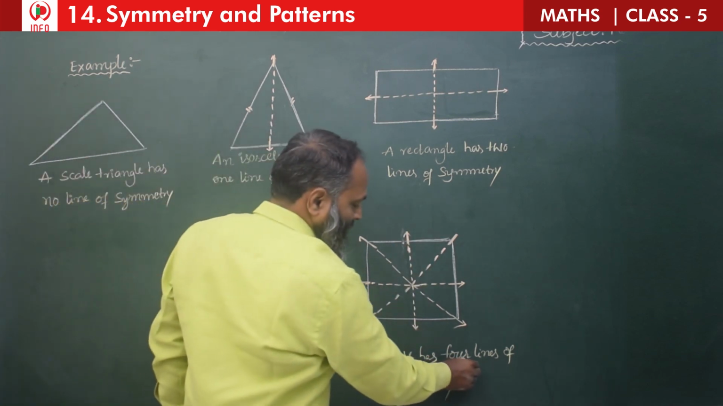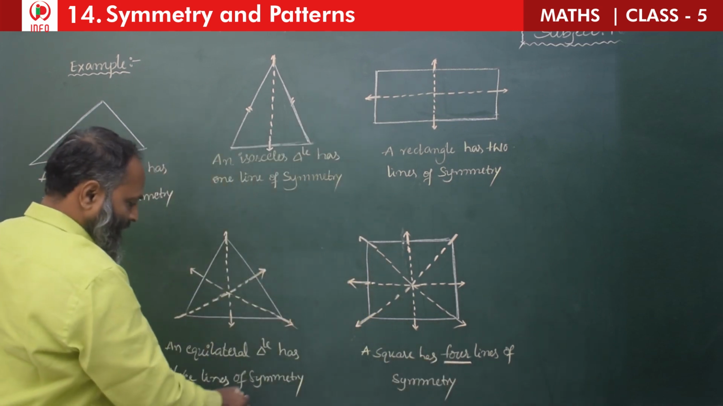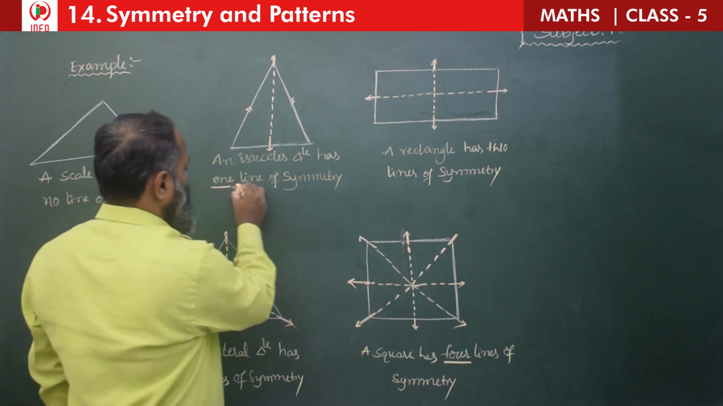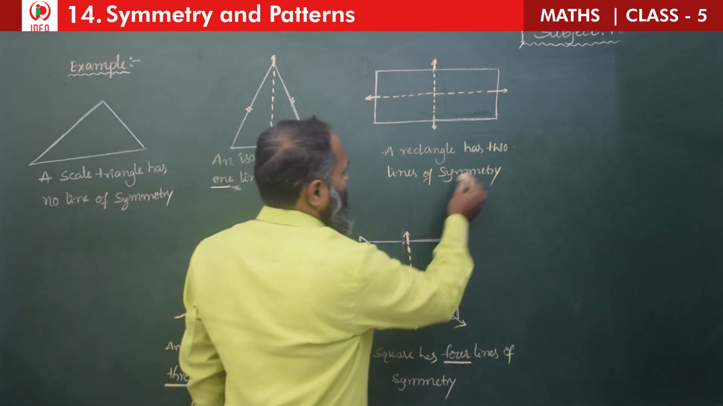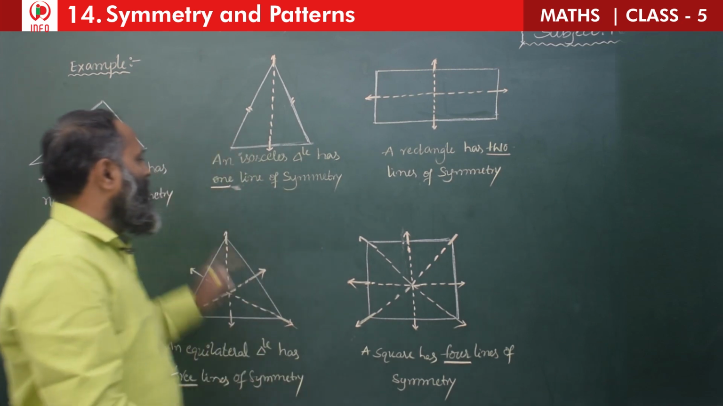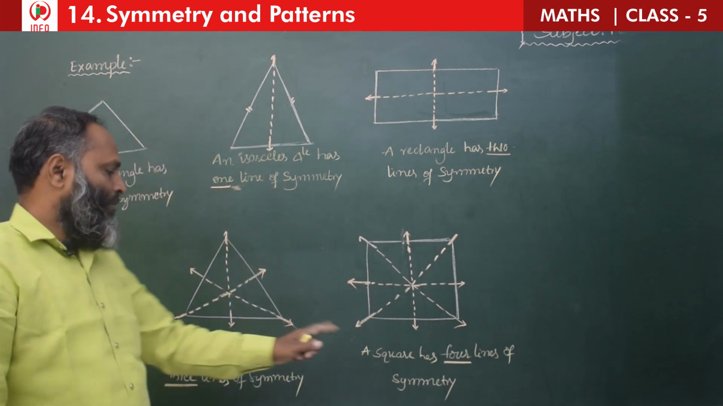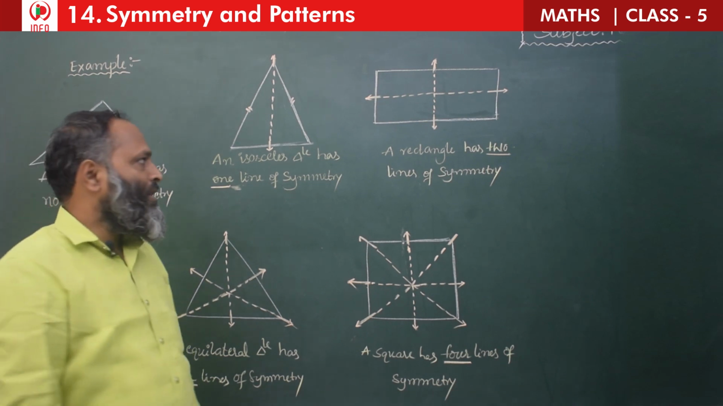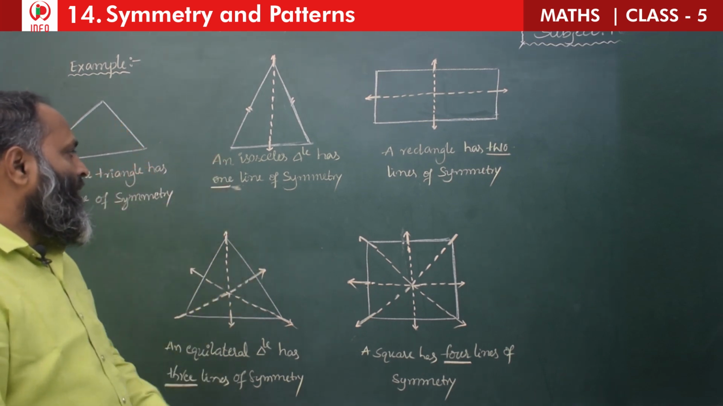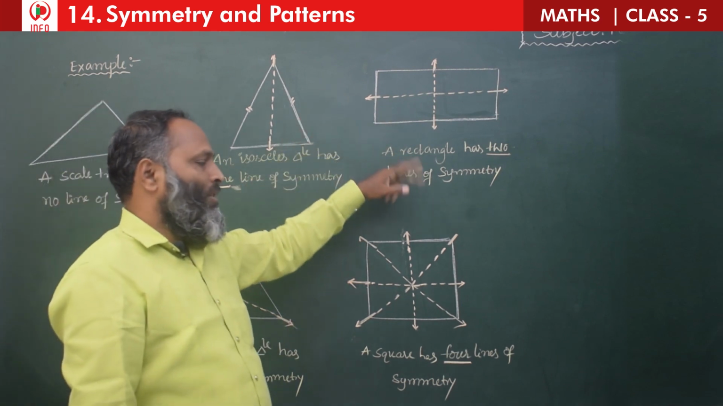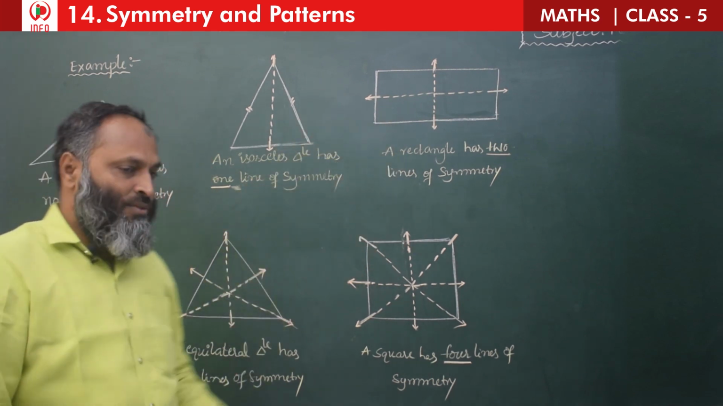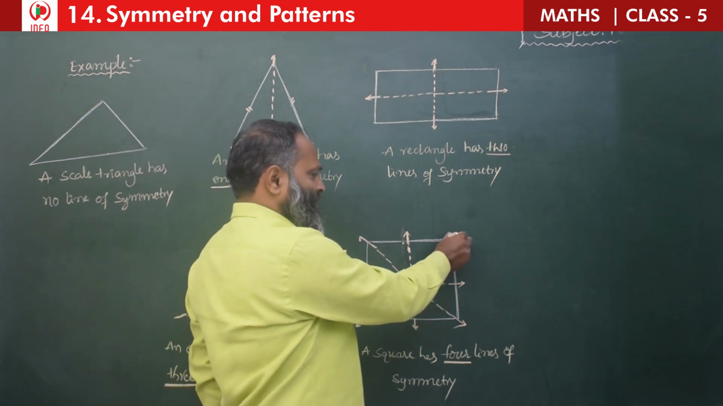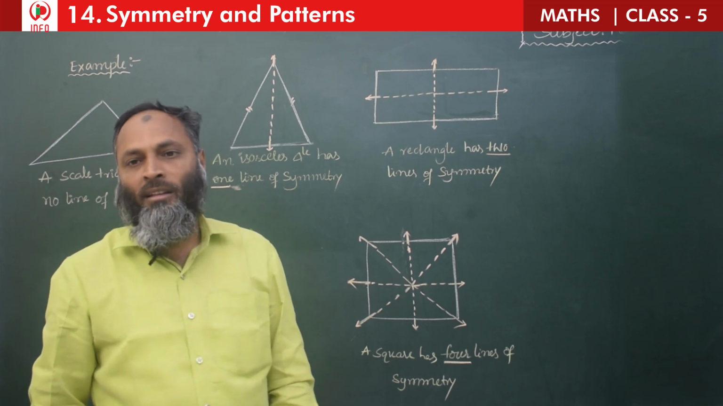How many lines of symmetry does a square have? A square has 4 lines of symmetry. An equilateral triangle has 3 lines of symmetry. A rectangle has 2 lines of symmetry. So a scalene triangle has no line of symmetry. An isosceles triangle has 1 line of symmetry. A rectangle has 2, an equilateral triangle has 3, and a square has 4 lines of symmetry. Okay, yes, students.